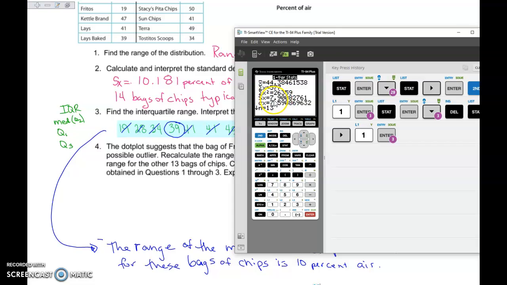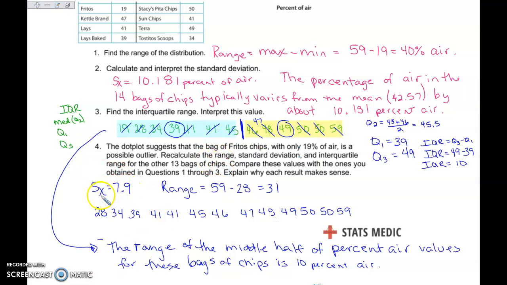So the standard deviation went from 10 to 7.9, and then you can look at the IQR by finding all of your Q1 and your Q3 value. I'm going to do that, and then I'll bring it back up on here for you. Okay, so from the calculator, I got the new standard deviation is 7.9. I got the range. I just figured it out. I took 59 minus the new 28 because we're taking this data set out, which is 31.